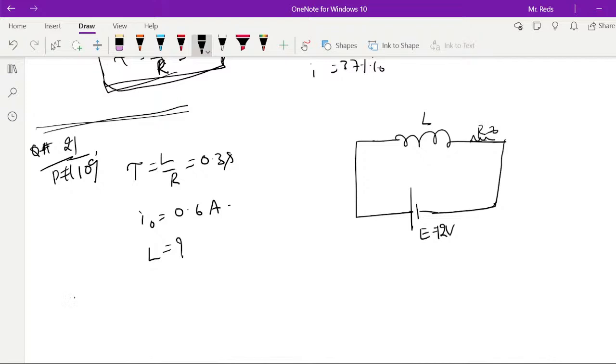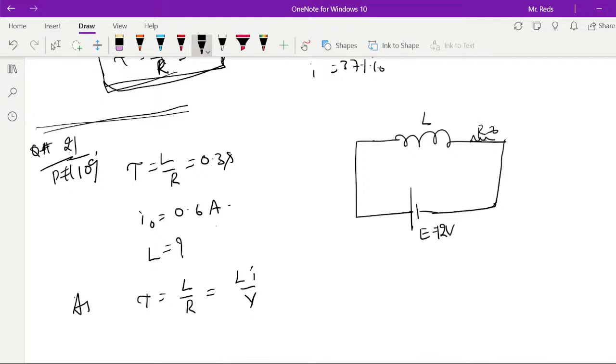Now, as we know, tau is equal to L by R. The R value is not mentioned, so we cannot take it as the external resistor value. Internal resistance is 0, but external resistance is not given, so you have to take it in terms of potential and current. From Ohm's law, V is equal to IR, so R is equal to V by I. Then you will get tau is equal to L I by V. So here, if the maximum current I0 is 0.63, then here what is mentioned?